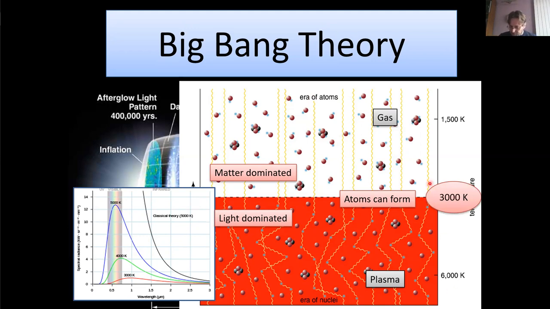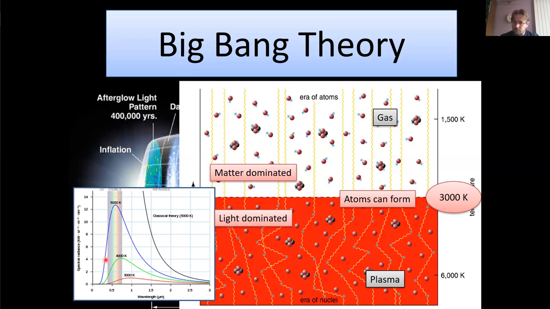We have here a temperature of 3000 Kelvin where this happens. So basically, here suddenly this UV part, this hard light that can destroy molecules and detach electrons from their atoms, this is gone. And now we talk here about 3000 Kelvin.